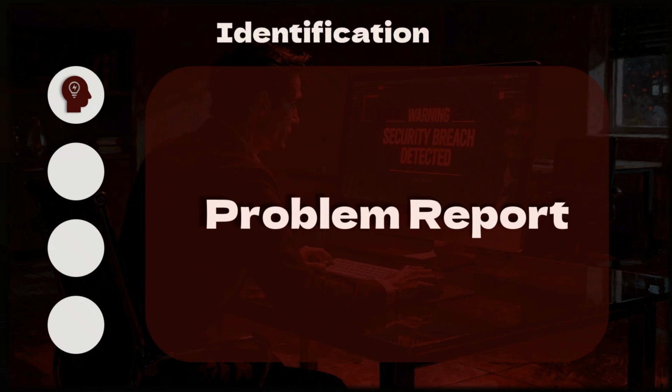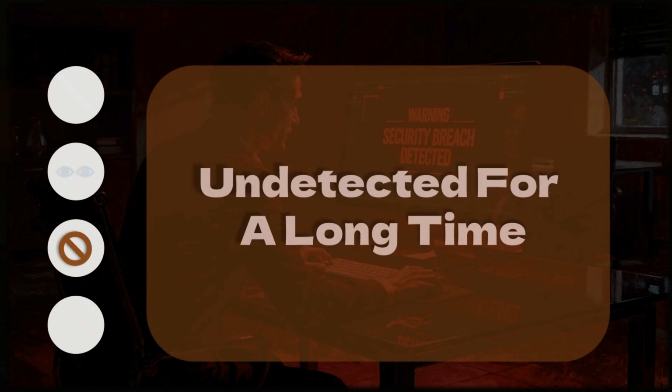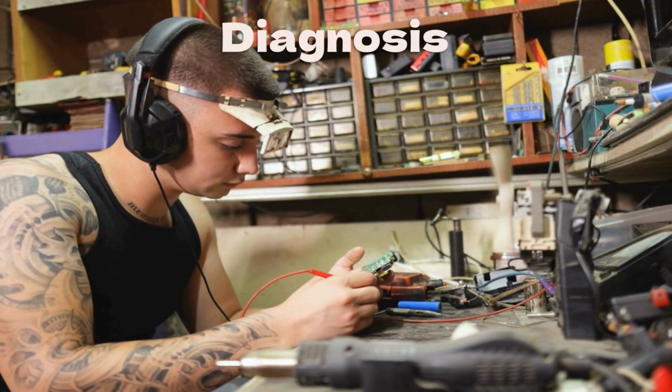Identification means learning that there's a problem through direct observation or receiving a problem report from a user. It's easy to see this as just waiting for something to go wrong. But because some severe problems can go undetected for a long time, it's vital to view this as an ongoing process. Diagnosis involves determining the extent and the root cause of the problem.